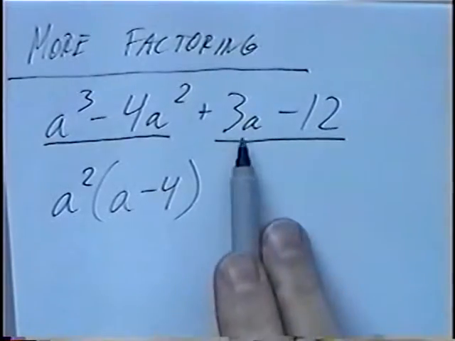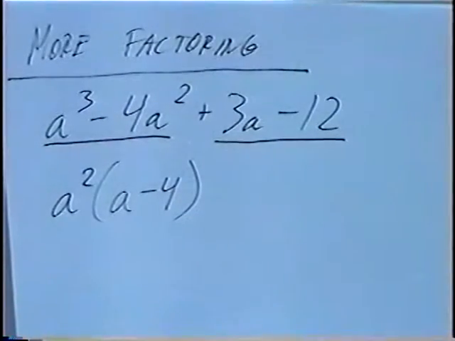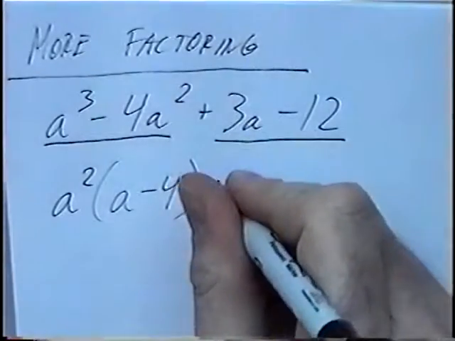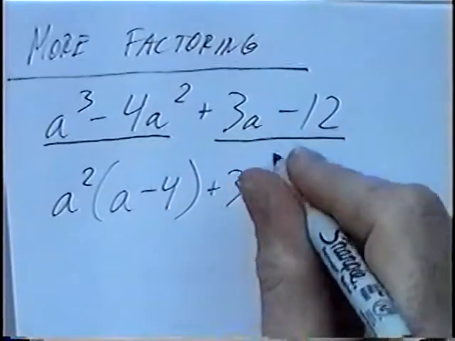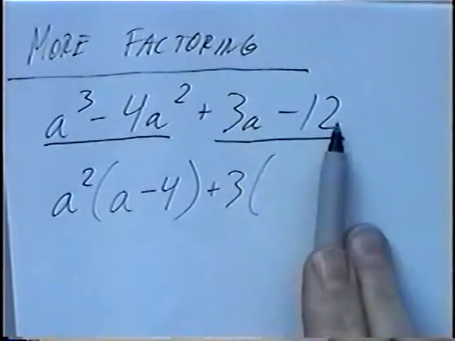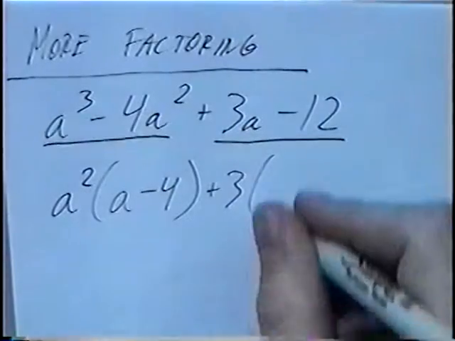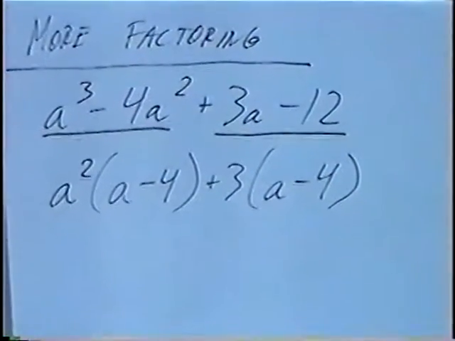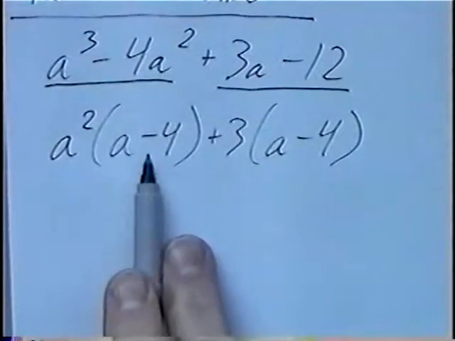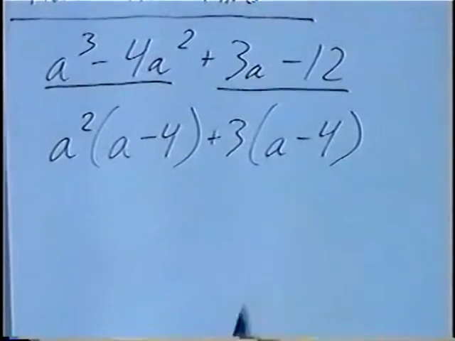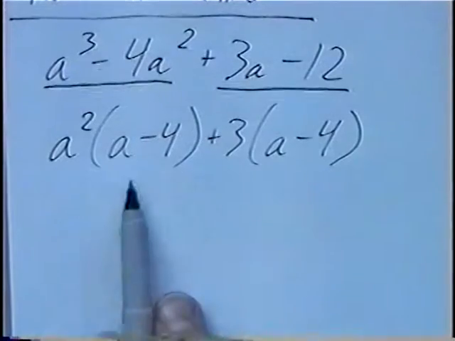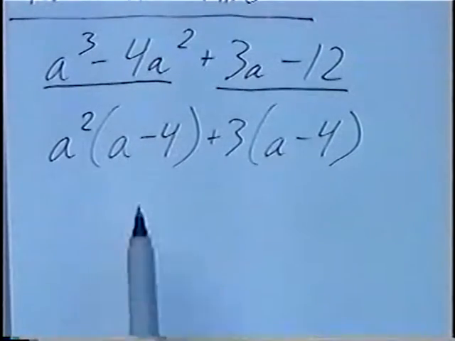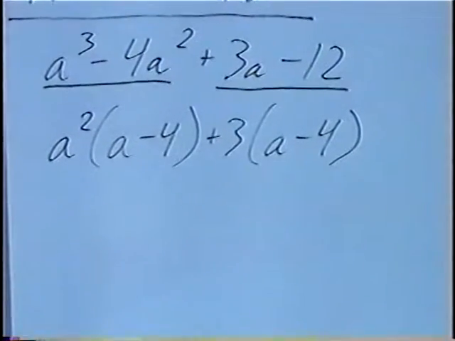Factoring the last two terms, 3a minus 12, the greatest common factor would be positive 3. Factoring a 3 out from each of those two terms, we'll be left with a minus 4. When factoring by grouping, again, the parentheses must match up, a minus 4 and a minus 4. If they don't match up, you have to use a different factoring technique or go back and check your work.